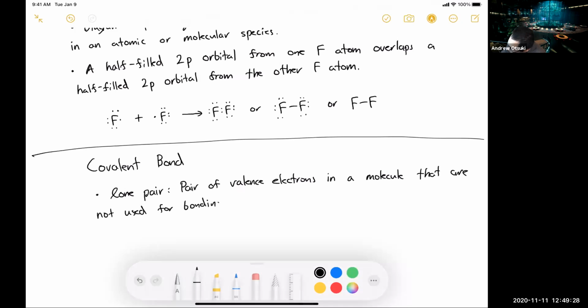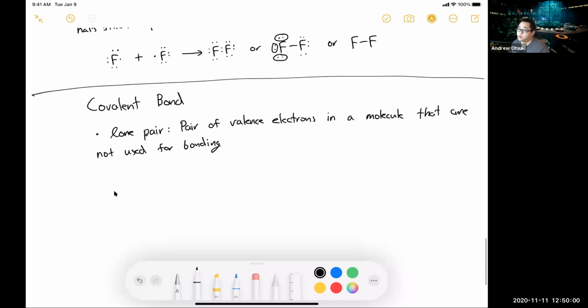So for example, in my fluorine example, in my compound F2, we see that there are 3 lone pairs on each fluorine atom because they're not being used in bonding, right? So 1, 2, 3, each has 3 lone pairs right there. Those are what we call lone pairs of electrons. As you move on into your chemistry education, you'll learn more about what lone pairs are used for.